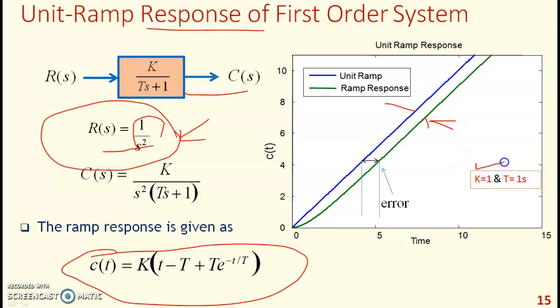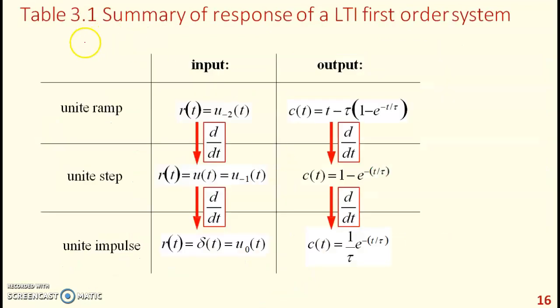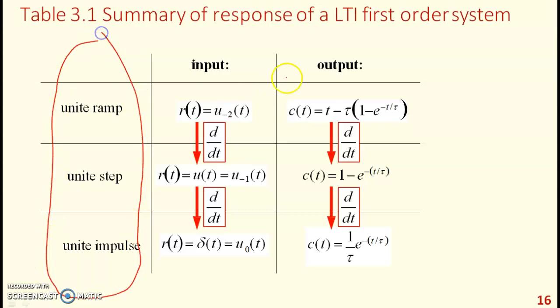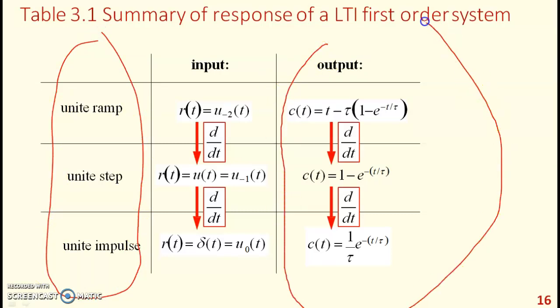So put the value of K equal to 1 and T equal to 1 second. So we will get the nature of the response. So this is a summary of the different inputs and the corresponding output responses for the given signal.